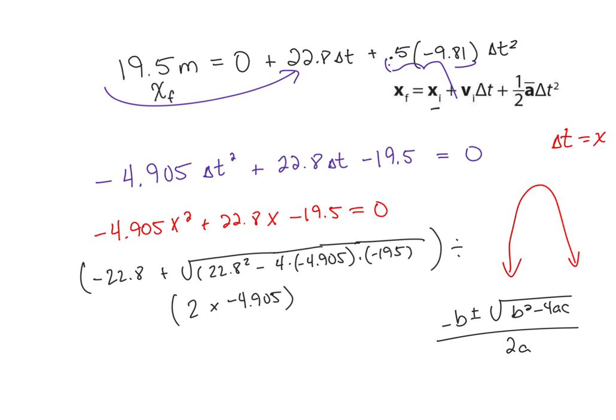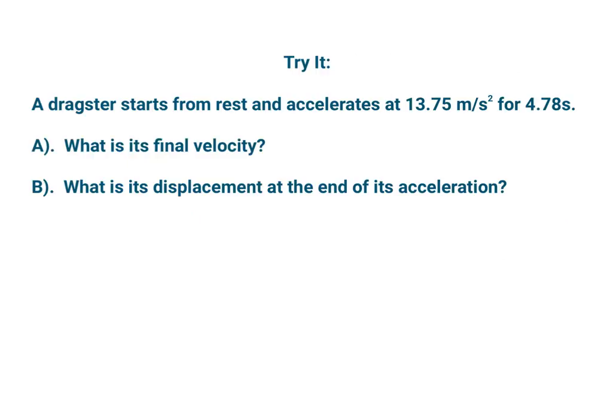You get 2 answers. You get 3.52 seconds and you get 1.13 seconds that it is at the height 19.5. Why would you have 2 times that it is at the height 19.5? Prior question was 26.5. On the way up, it hit 19.5. It went all the way to 26.5, whatever. It came back down and hit it again. It is logical that you have two answers here.